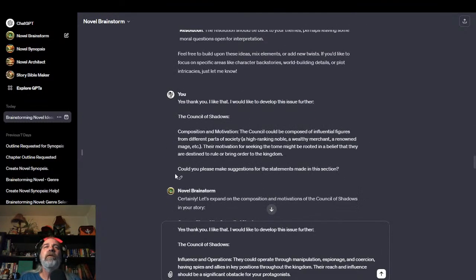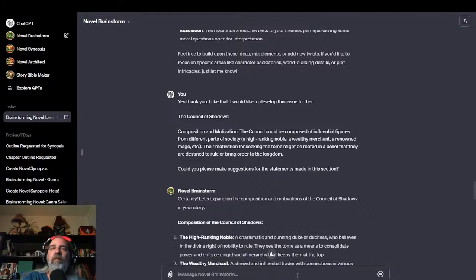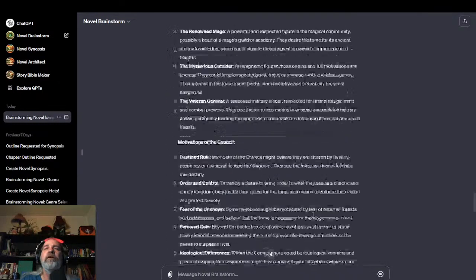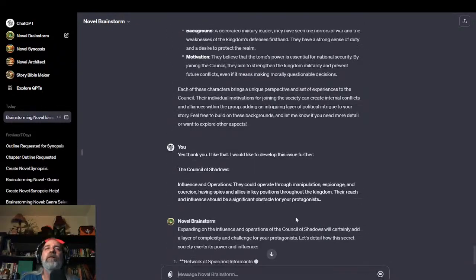And then, could you please make some suggestions for the statements made in this section? Basically, you can just keep giving it the same message over and over again. It's probably going to do it anyway. I didn't even have to put the question in.